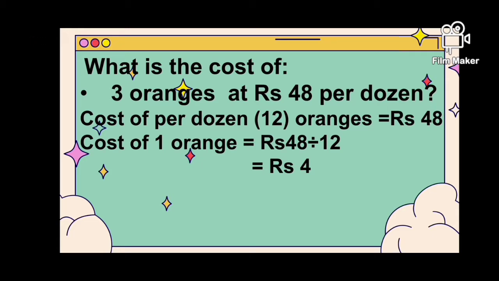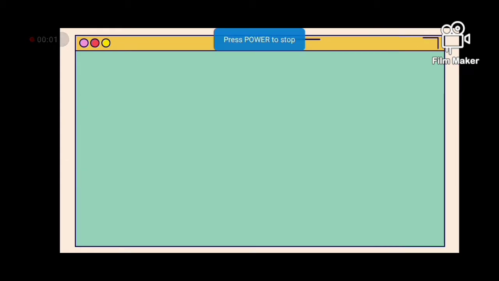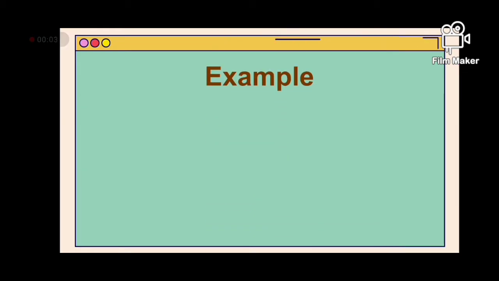If the cost of 1 orange is rupees 4, what is the cost of 3 oranges? What do we do? We multiply. The cost of 3 oranges is rupees 4 multiplied by 3, which is equal to 12. Means the cost of 3 oranges is rupees 12. We can solve other mathematical problems with the help of the unitary method.